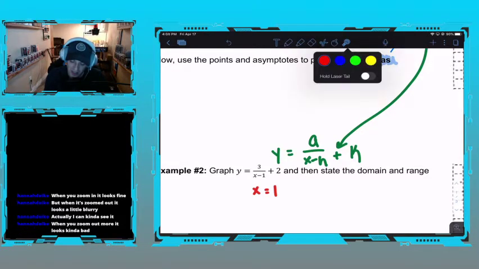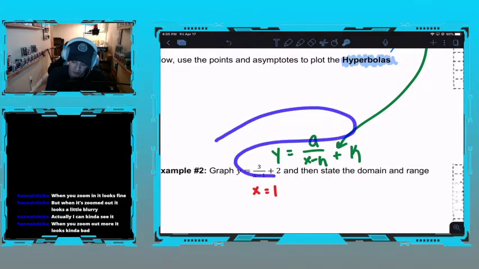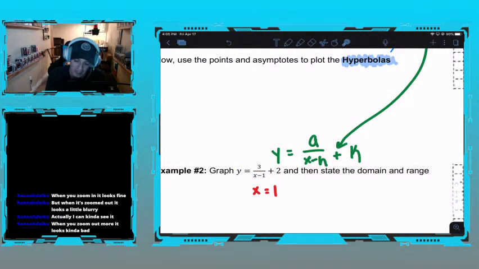Oh, I didn't know I could change the colors to this. I can hold a laser tail too. Ooh, it's so freaky. Okay, I won't do that.